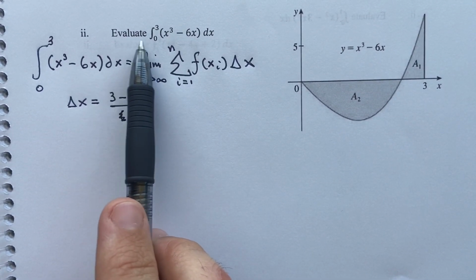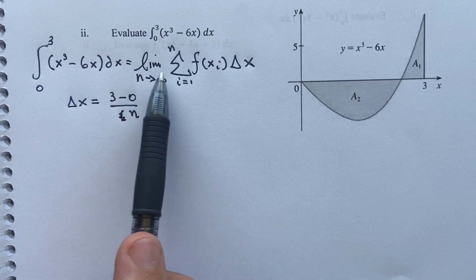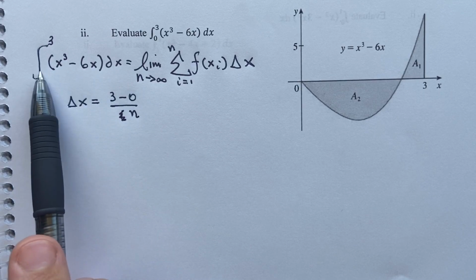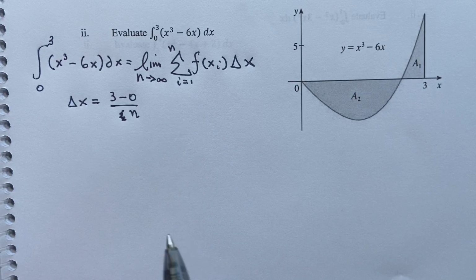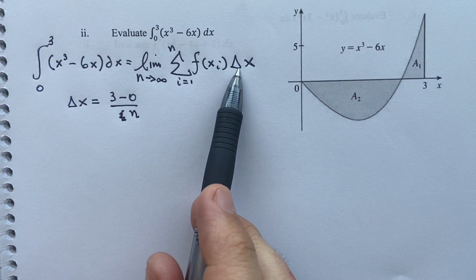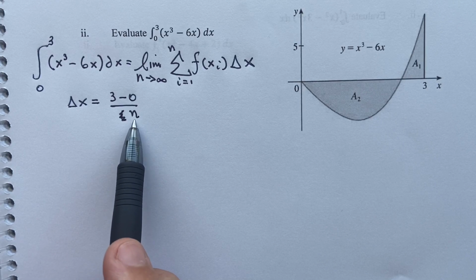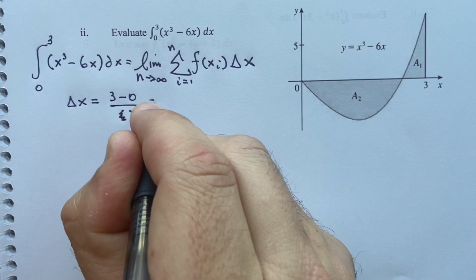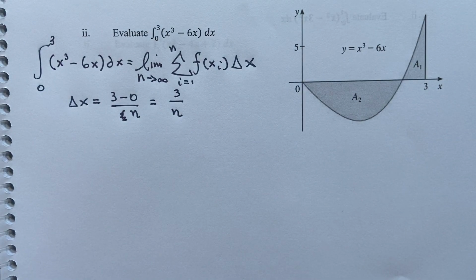So to evaluate this integral, we actually need to evaluate a limit of this Riemann sum. So this exact integral will equal the limit as n approaches infinity of a sum. We know that delta x is 3 minus 0, typically over n, where n is some finite number. But here we're going to need that n approaches infinity. So delta x for us is just going to be 3 over n.